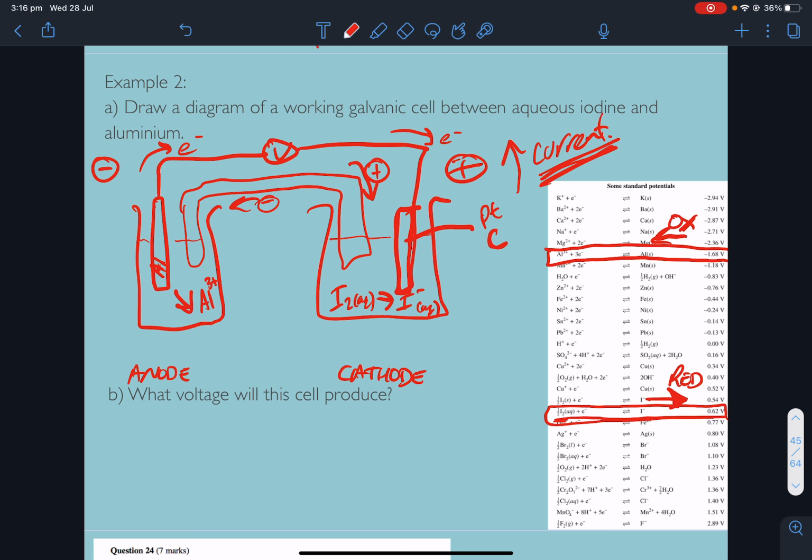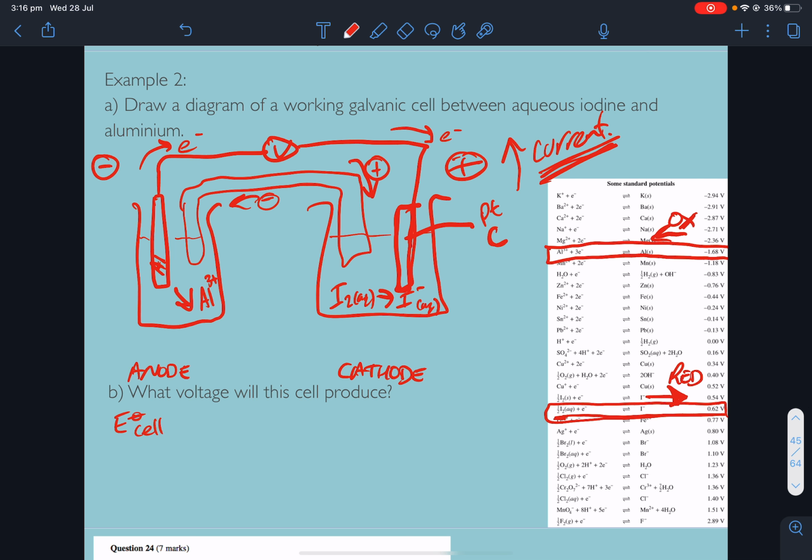Let's talk about the voltage. So it equals the reduction half minus the oxidation half, which equals 0.62 volts from here, minus this one up here, negative 1.68, equals 0.62 plus 1.68, 2.30, don't forget the 0, volts. Okay, so it's positive, that's good, we've set it up the right way. I was just jogging my memory there.